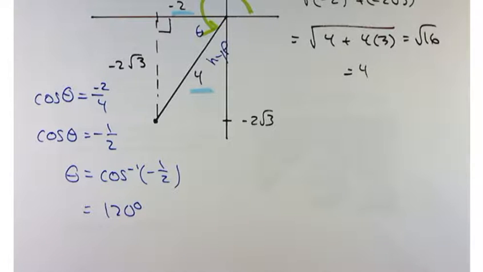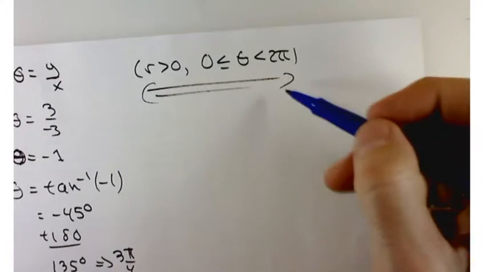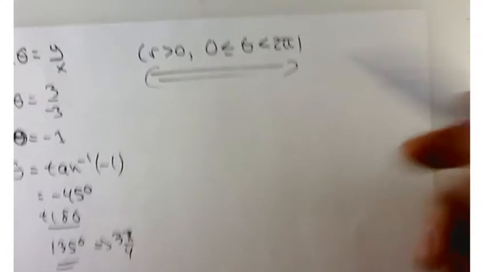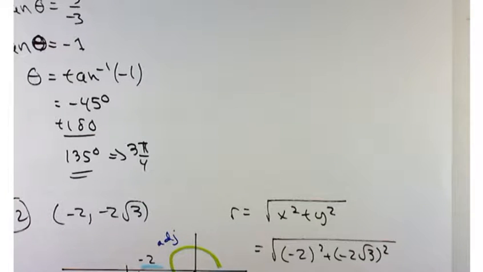And clearly 120 degrees is wrong, because 120 degrees is in the second quadrant. We have an angle in the third quadrant. So how are we going to fix it? Negative 120 would work, but I want an angle between 0 and 2 pi. So it'd be 4 pi over 3.